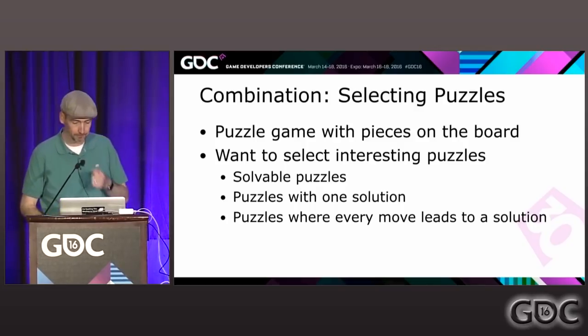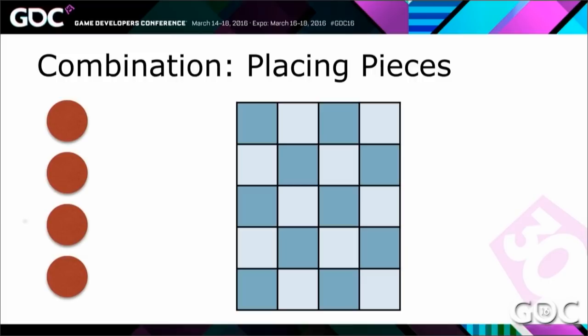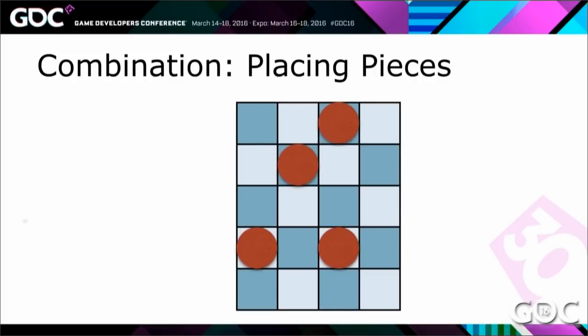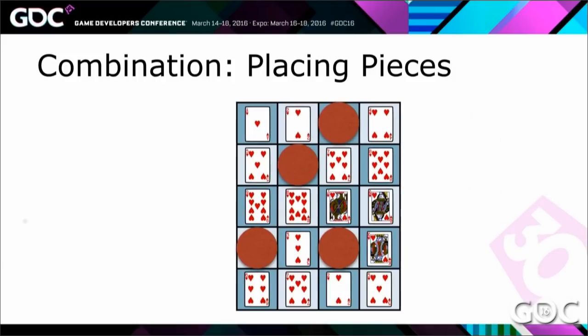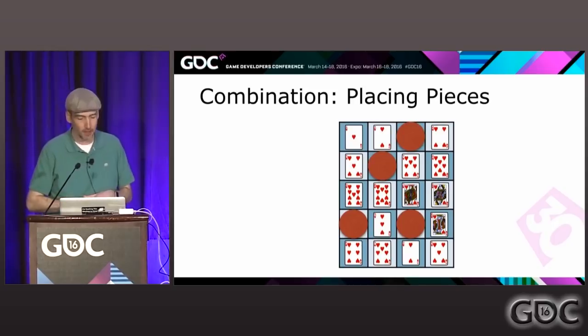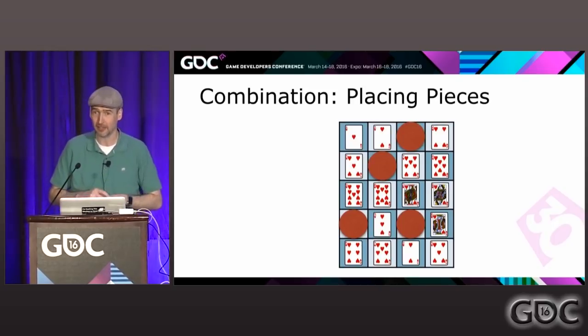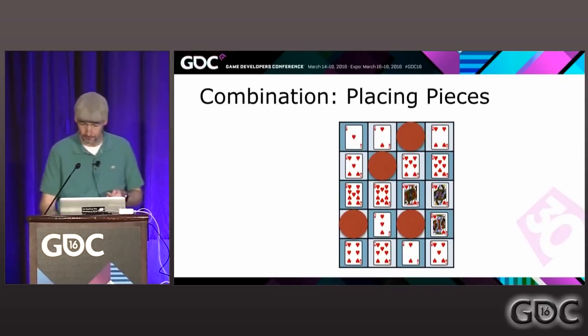Another way of looking at combinations from this example is that I'm trying to place pieces on the board, and I have lots of ways that I can put them. Notice that if every board position here actually had a card on it, putting 4 pieces on the board would be equivalent to choosing 4 different cards. Those are the exact same problem, but we're going to use the board because it's a little easier to look at and reason about.